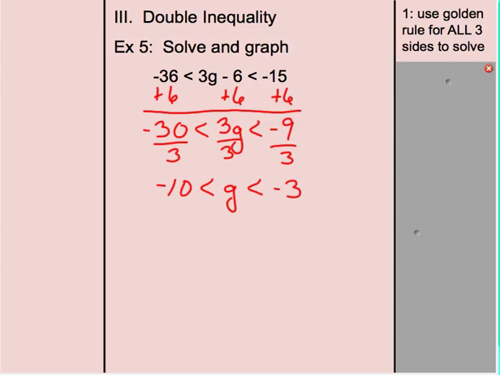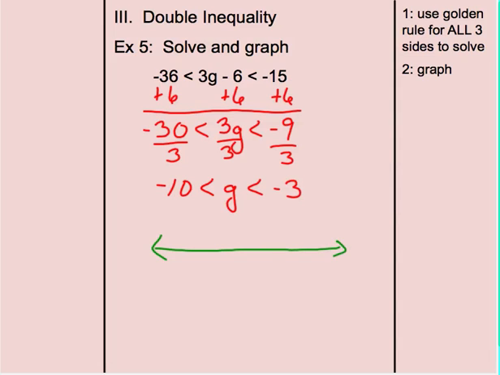To graph this, it's the same process that we used to graph the other ones. We've still got 2 solutions, and actually it might even be a little bit easier, because when you look at this inequality, you physically see g between negative 10 and negative 3. So guess where we're going to shade? Between negative 10 and negative 3. So we've got open circles on both of our solutions because we don't have an or equal to.